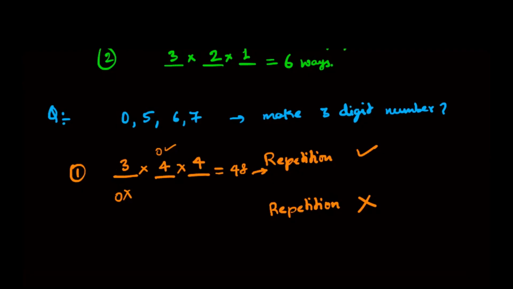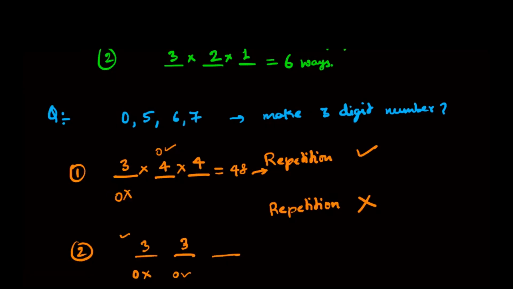Now coming on to the next one, when repetition is not allowed. So again, you'll keep 3 dashes. Okay. Obviously, you cannot have 0 over here because it will become a 2-digit number. So now in how many ways can I fill this? I can fill this in 3 ways. And now repetition is not allowed. Now 0 can be put over here, right? So one number is already done. So now this can also be filled in 3 ways. Why? Because one digit is already filled here in the first place.